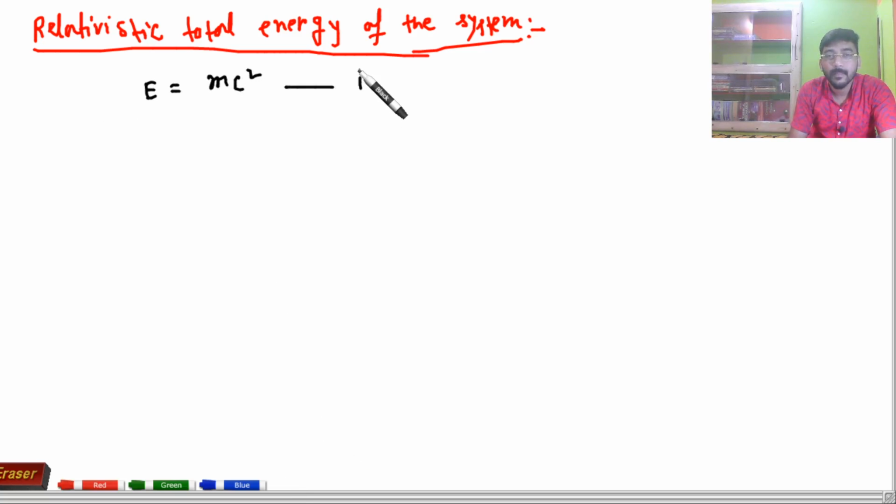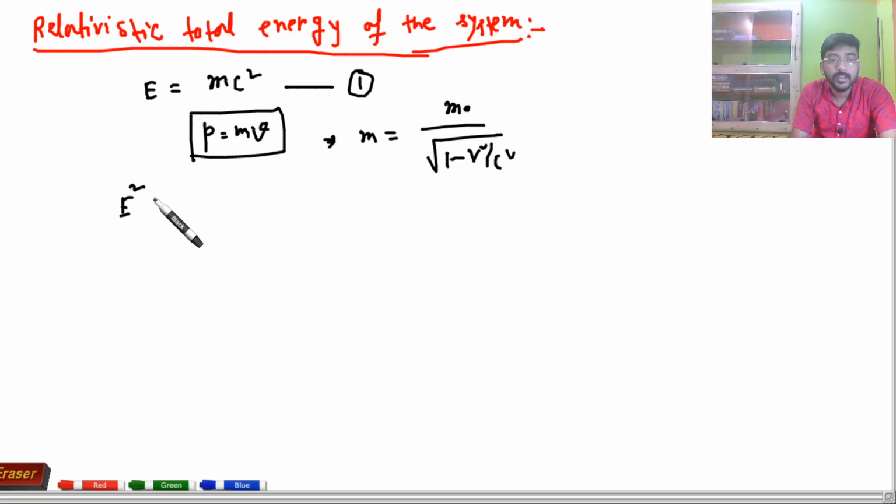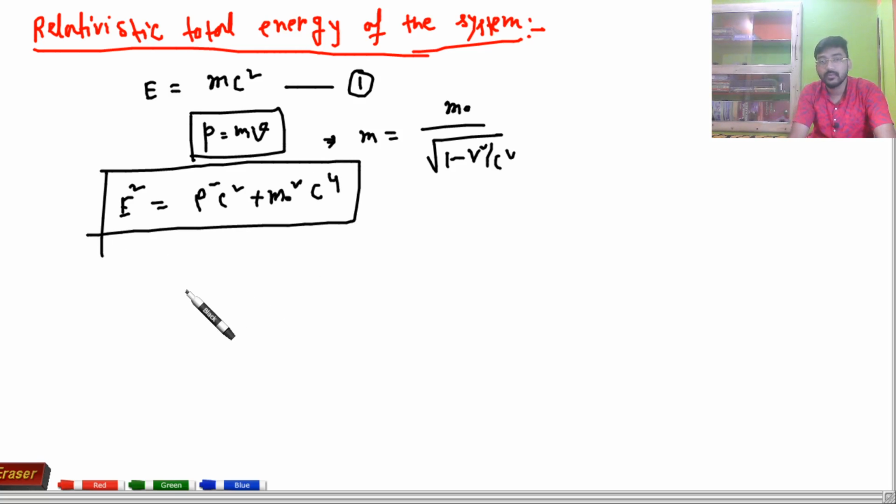That's it. But if we want to get the other formula also in terms of P, that is P is equal to mv, where m is always the moving mass here also, not the rest mass, and if you also put m is equal to m naught upon root 1 minus v square upon c square, and involve all this, you will get a very famous equation, the energy equation of a relativistic particle, that is E square is equal to p square c square plus m naught square c to the power 4. It is a very famous equation. This is the relativistic total energy.